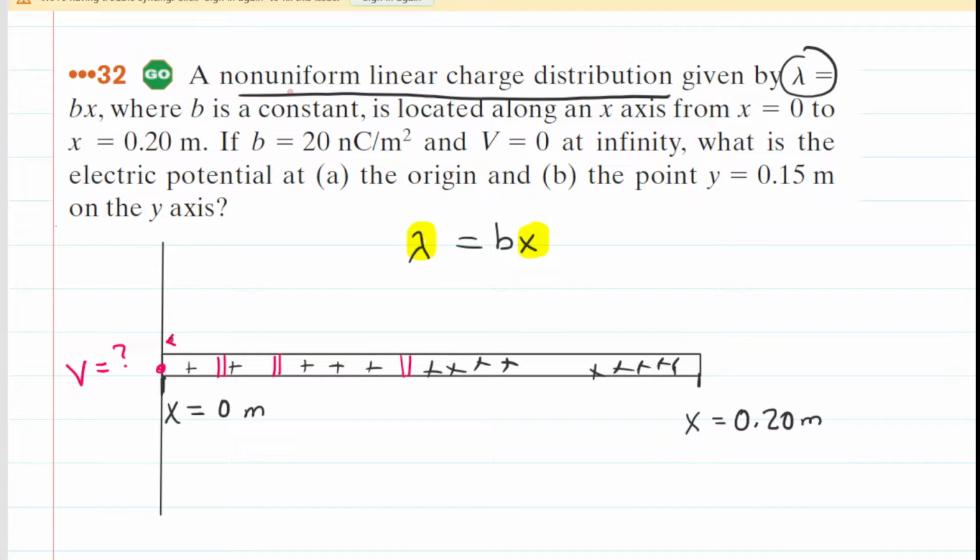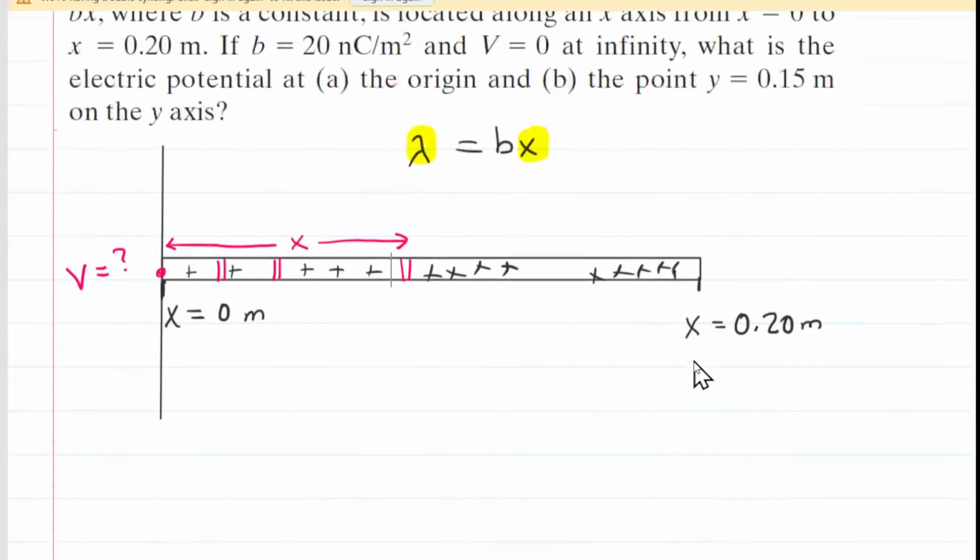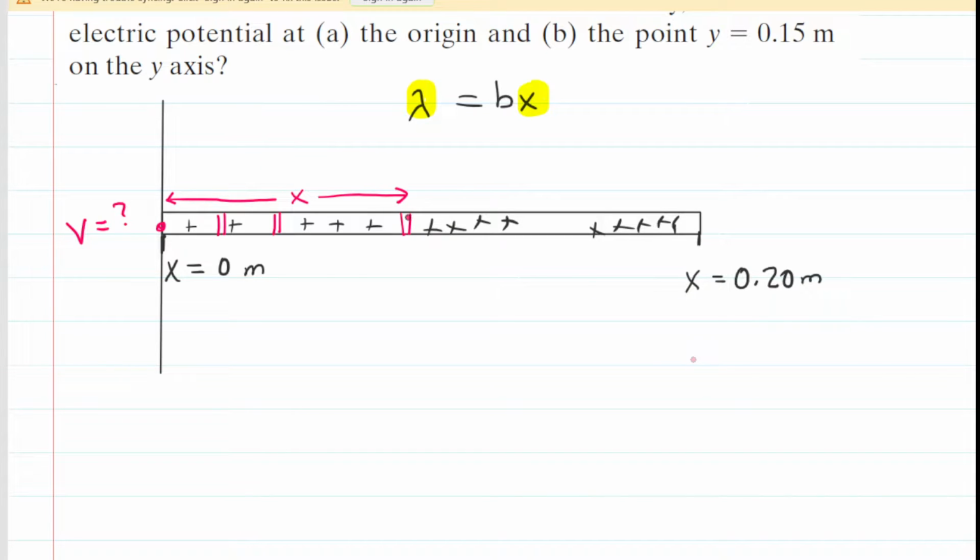To get that process started, we'll choose that last segment that we drew. That last segment is located a distance x from the origin. Now that little charge segment has a very tiny amount of charge on it. It's such a tiny piece of the rod that the amount of charge on this little piece is pretty tiny. So we call that charge dq. And we're going to need an expression for dq. Let's talk about that for a moment.